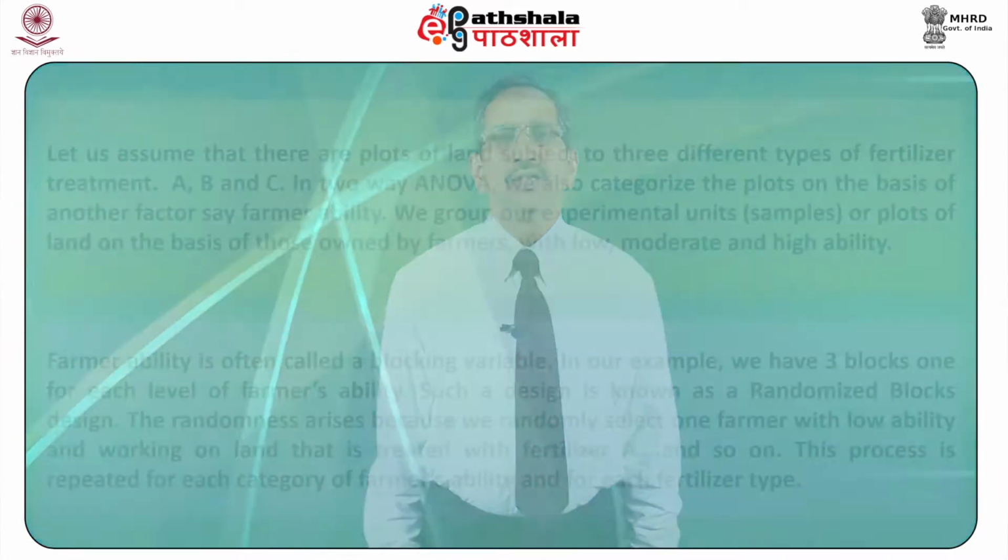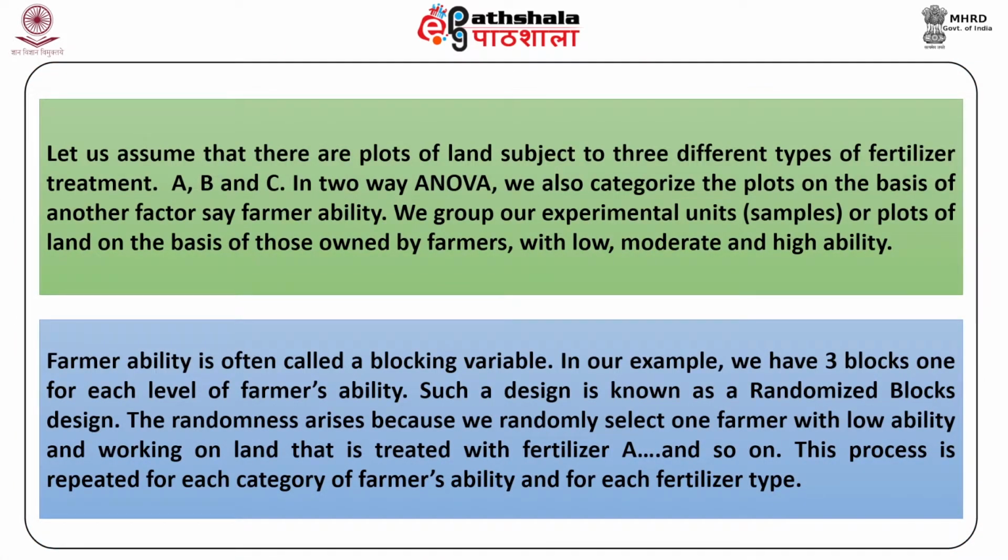If we have to study two factors at a time, then we need to develop a two-way ANOVA table. Here we group our experimental units or samples not only on the basis of a treatment but also on the basis of another factor. For better understanding, let us take the same example as taken in our earlier module on one-way ANOVA. So let's assume that there are plots of land subject to three different types of fertilizer treatment A, B and C. In a two-way ANOVA, we also categorize the plots on the basis of another factor, say farmer ability. We group our experimental units, or samples or plots of land, on the basis of those owned by farmers with low, moderate and high ability, or let's say high awareness.